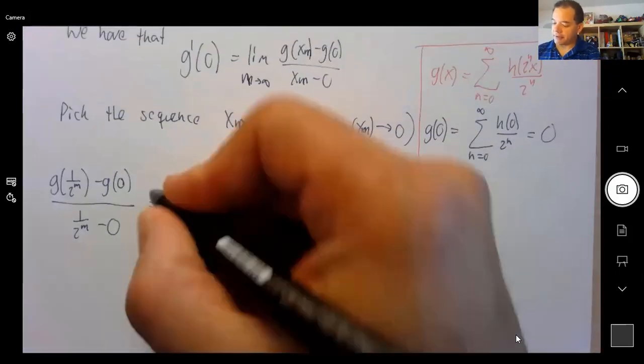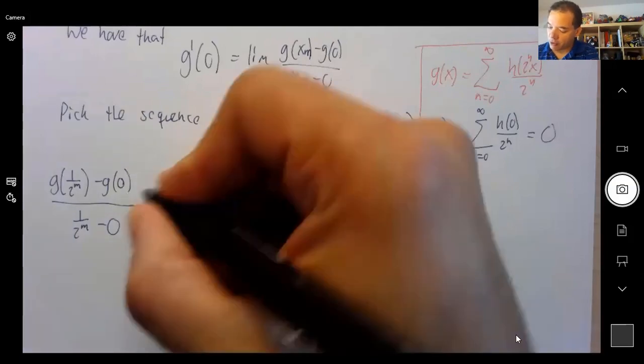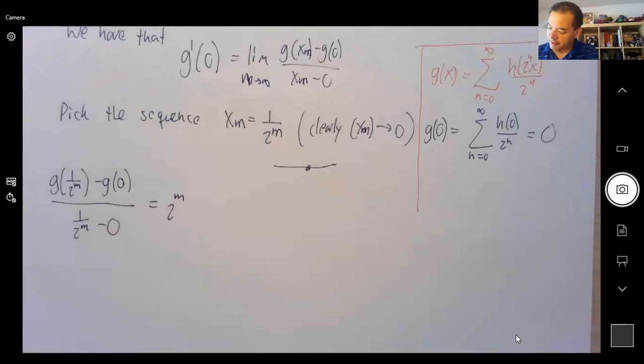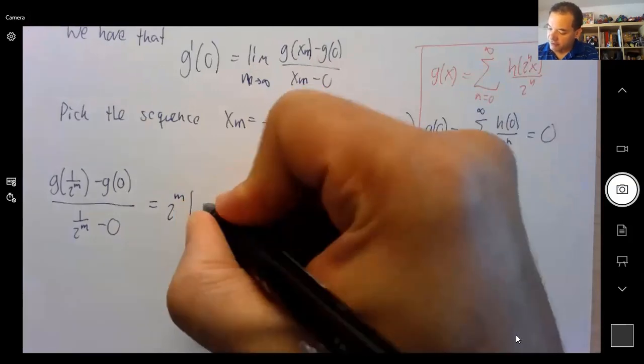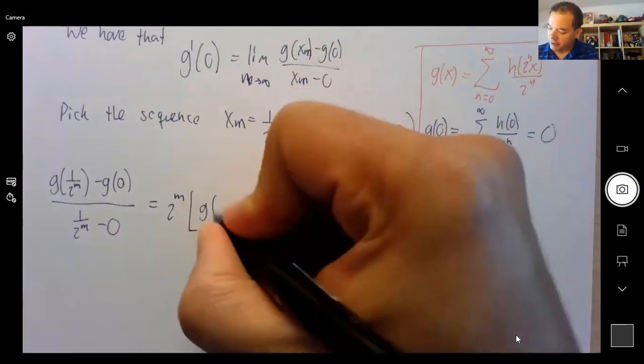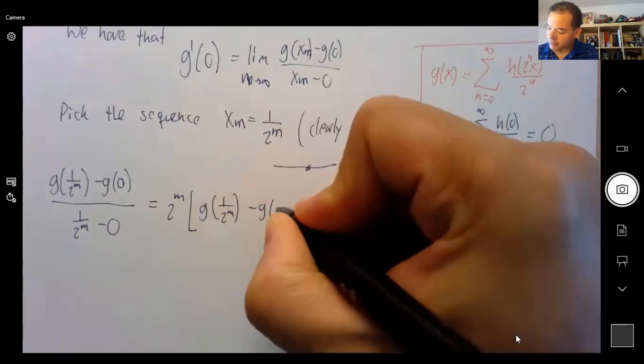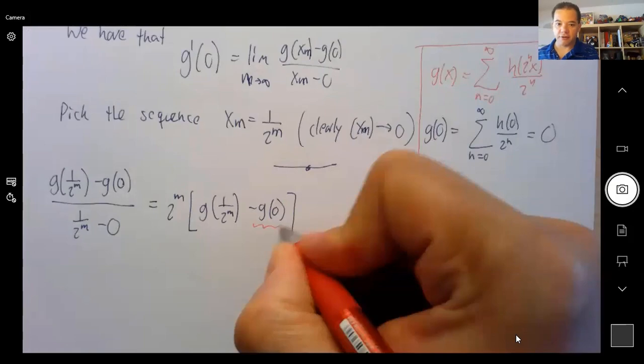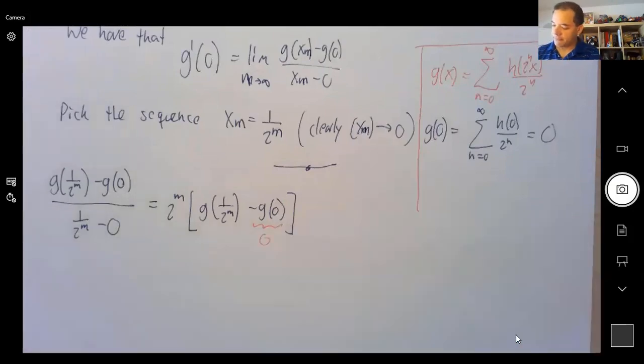So let's write this expression. The 1 over 2 to the m in the bottom becomes 2 to the m on the top. And then we have g of 1 over 2 to the m minus g of 0, which I already convinced you is 0. You with me so far?